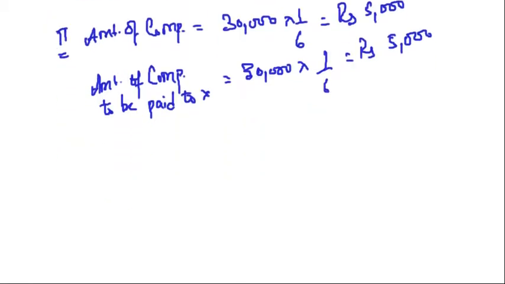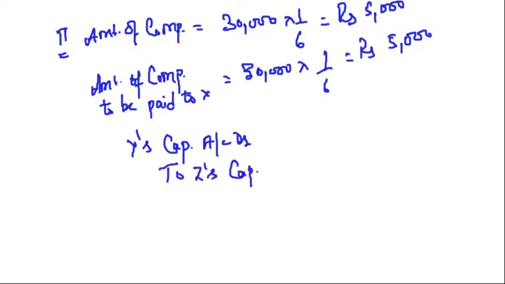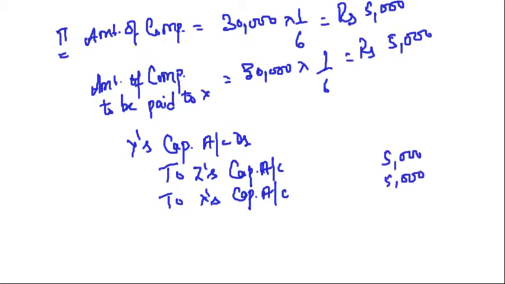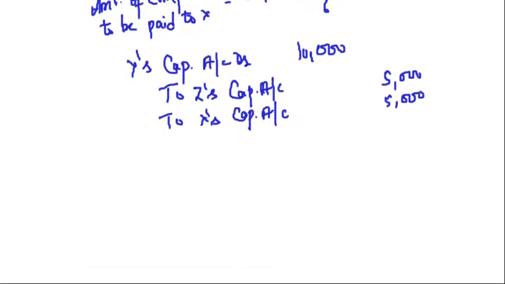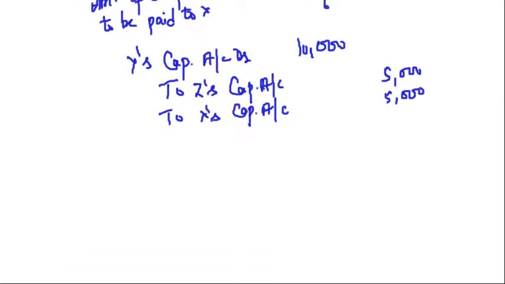So we can pass the journal entry very easily. We'll say Y's capital account debit to Z's capital account, who is the retiring partner, and to X capital account, who is the sacrificing partner. What is the amount? 5,000 and 5,000. The total comes to 10,000. Clear? So this is the point. Make a note here now of this point.